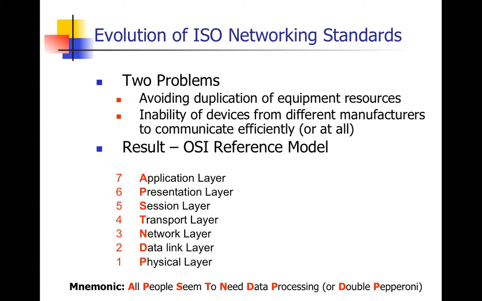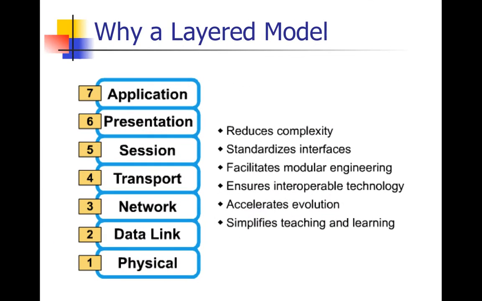So it came up with a model that we can use to figure out what the different layers are and how they communicate. To make it easier for us, there are seven layers in the OSI reference model: application layer, presentation layer, and so on. I won't read those out, but an easy way to remember this is: all people seem to need double pepperoni, if you like pepperoni, or all people seem to need data processing. Those are the different layers, and we'll talk about each one of them in detail, just to see what happens at each layer.